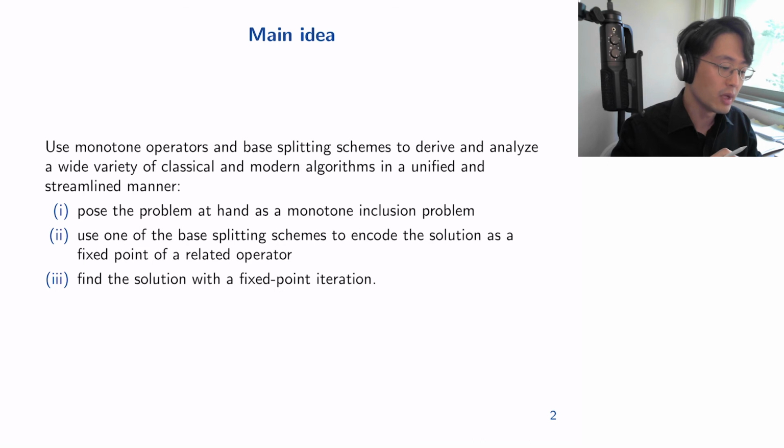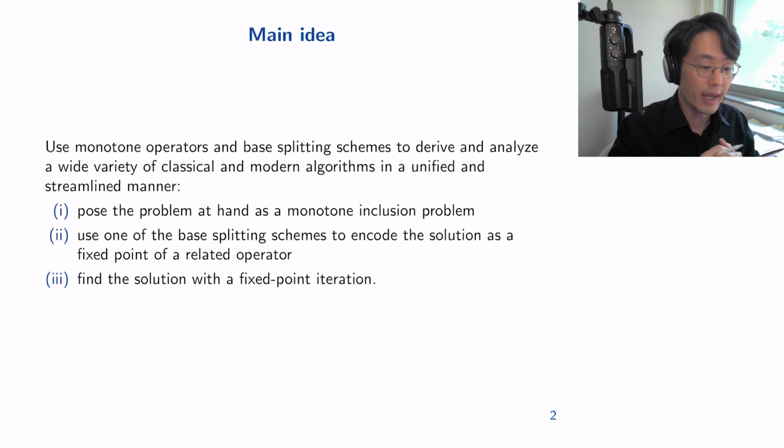Then in step number 2, we will use one of the so-called base splitting schemes to encode the solution as a fixed point of a related operator. So we transform the monotone inclusion problem into a fixed point problem. And then in step number 3, we'll find the solution with a fixed point iteration. So this 1, 2, 3 step is the rubric through which we derive and analyze optimization algorithms using the machinery of monotone operator theory. And you'll see this idea repeated throughout this chapter and actually throughout the entire book.